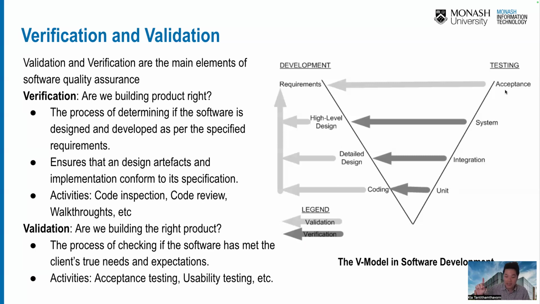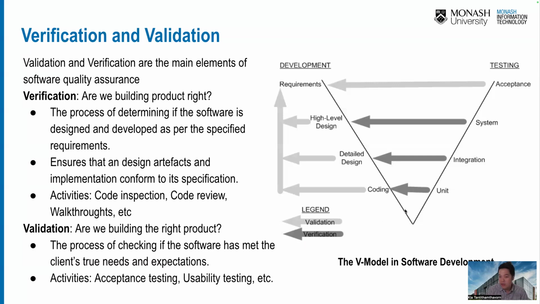User acceptance testing: if you remember, when you create the user story, you need to create the acceptance test. Do you remember how you actually test that user story? And if you look at the legend here, the light gray is the validation, the dark gray is the verification, right? What does it mean?